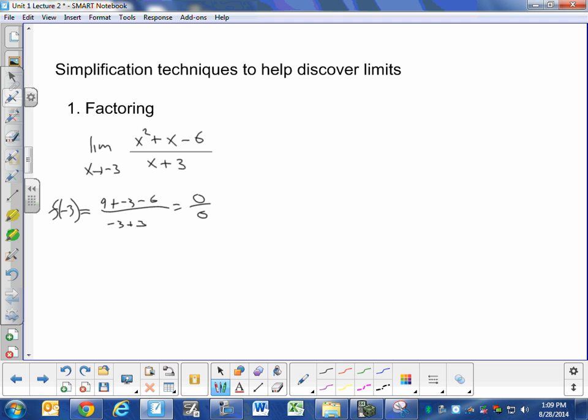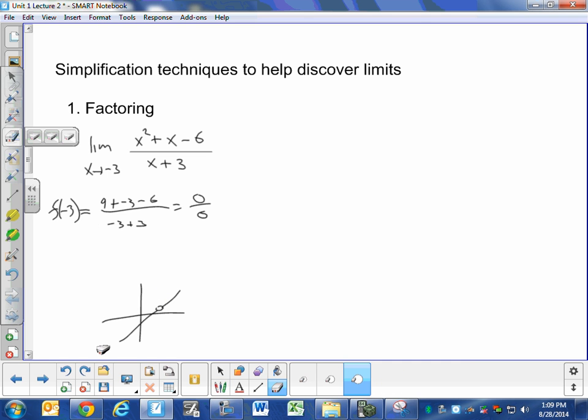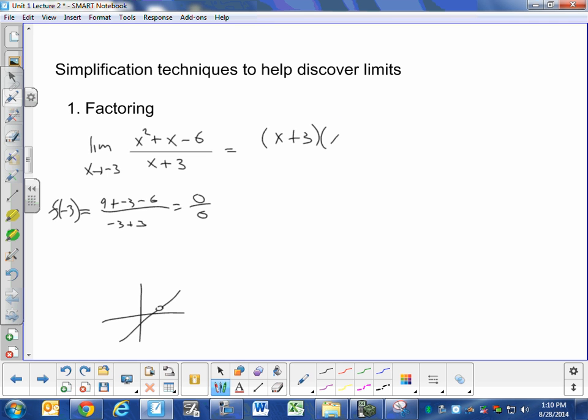It could mean we have a situation like the last example where we have a graph with a hole. And if we have a graph with a hole, the limit does exist. It's where the hole is located. So we need to find the location of this hole. What we will have to do is try to simplify this function to create a new function. I know x squared plus x minus 6 can be factored to be x plus 3 times x minus 2.